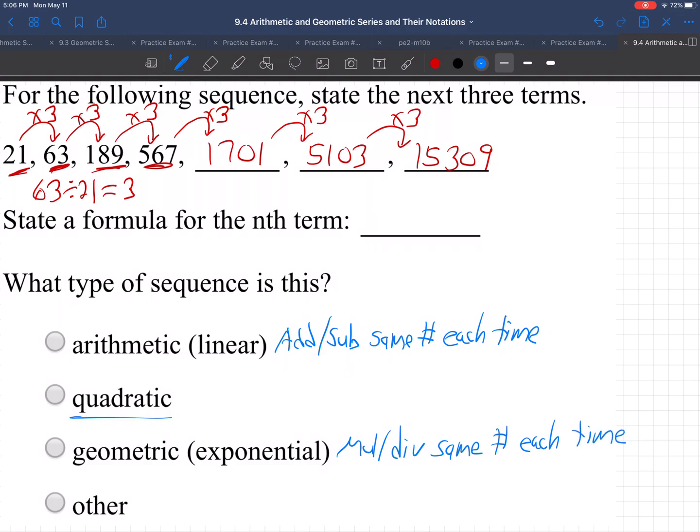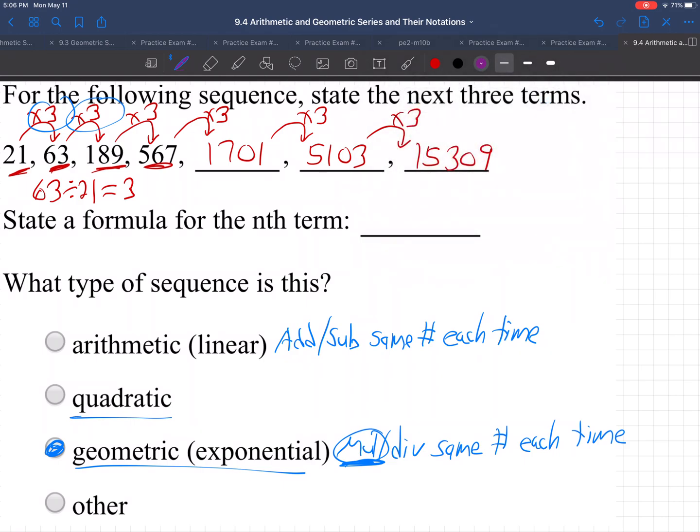I'm not going to go into quadratic. That's a little bit different. But let's take a look. Which one is this? We're multiplying the same number every time. So this one's geometric. So that means we can use the geometric formula.